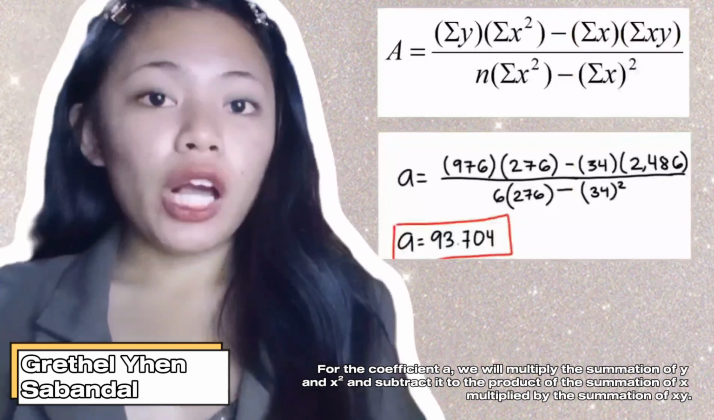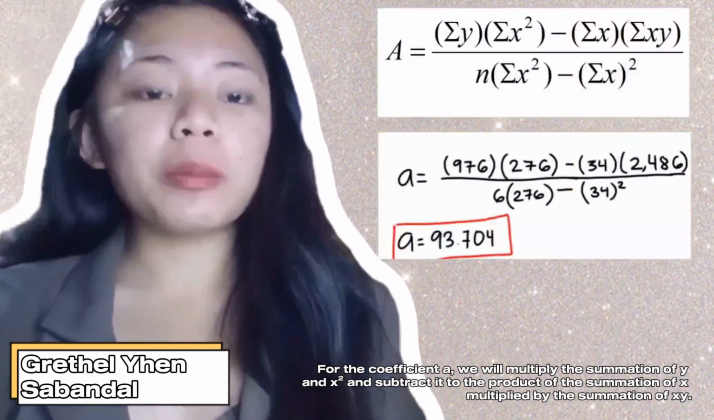For the coefficient a, we will multiply the summation of y and x squared and subtract it to the product of the summation of x multiplied by the summation of xy. Then, divide it by the product of n multiplied by the x squared subtracted to the square of the summation of x. Then we'll get the answer, 93.704.